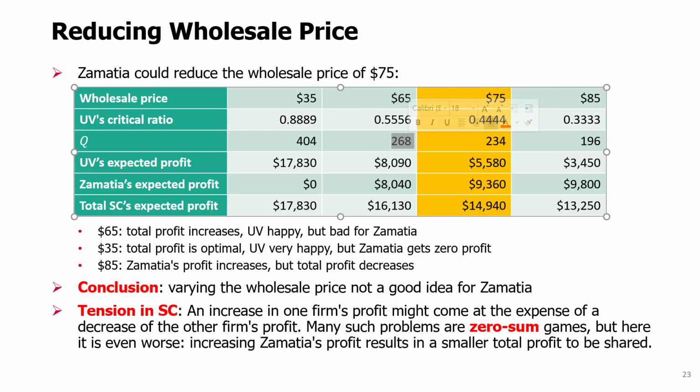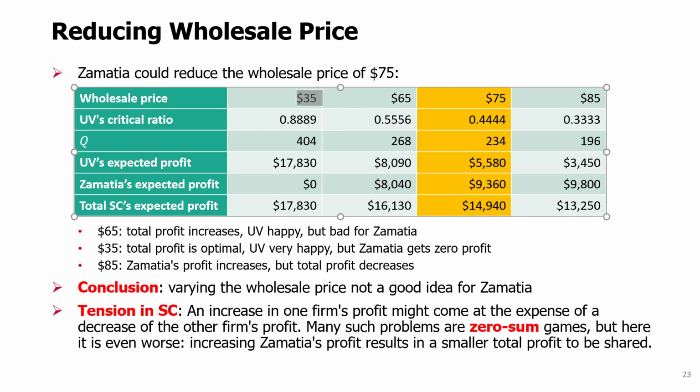The quantity is increased, critical ratio higher, quantity is increased. UV is very happy actually, but notice it's not good for Zamatia because now Zamatia's profit has decreased by over $1,000. Yes, total profit of the supply chain has increased, right? Which is good. But of course, Zamatia wouldn't be like that because they still lost, right? They have a higher quantity ordered, but in fact, they make less money, less profit. So that's not good for Zamatia.